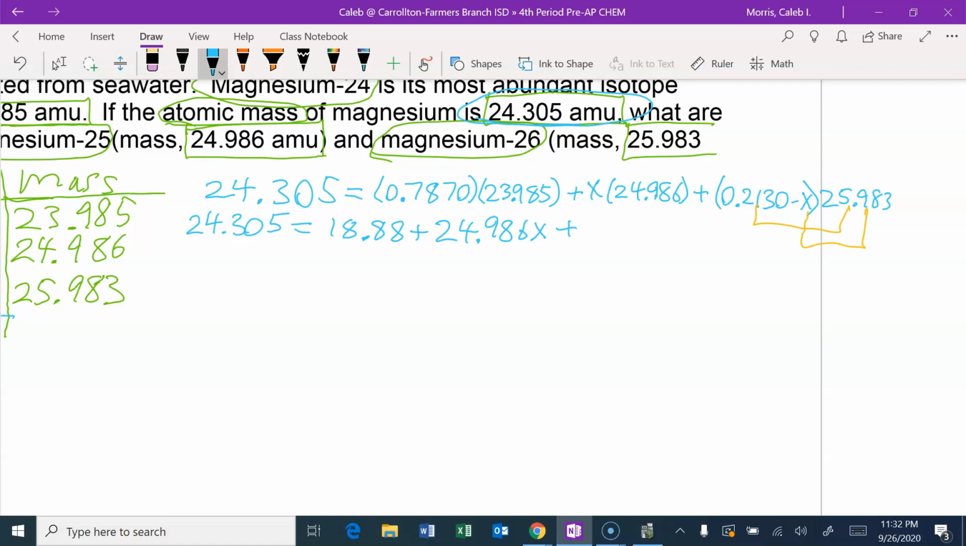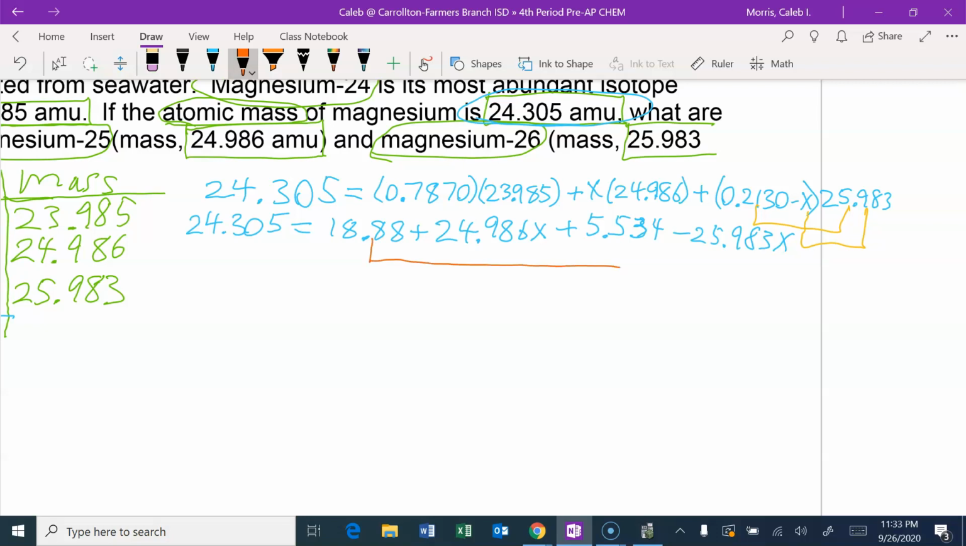So 0.2130 times 25.983 is 5.534, minus 25.983X. Now we combine like terms. I know this looks like a whole lot, and it is. I'm going to combine like terms on the left first.